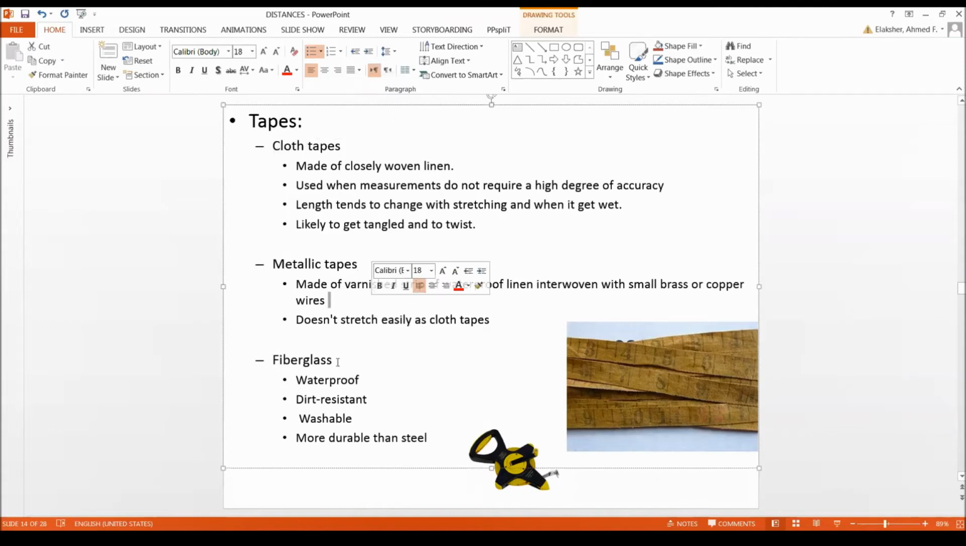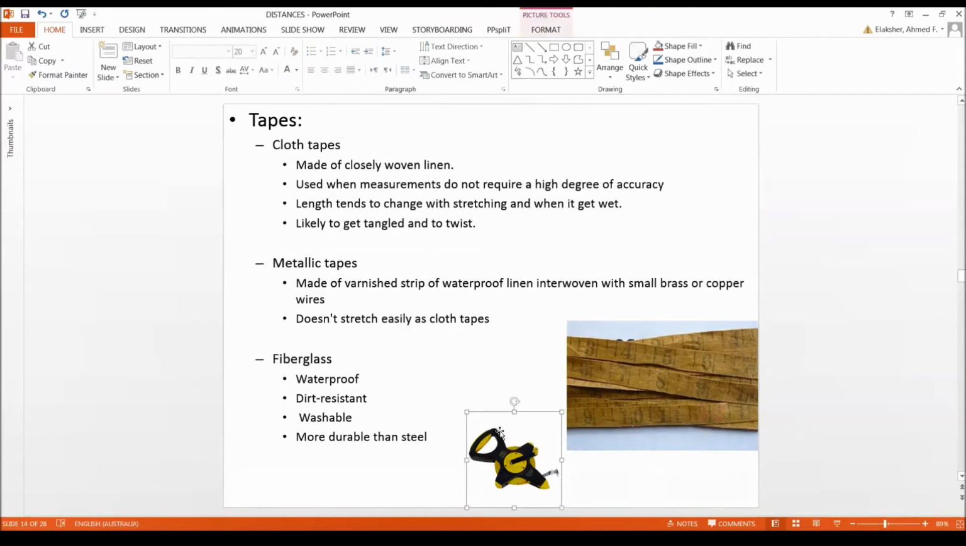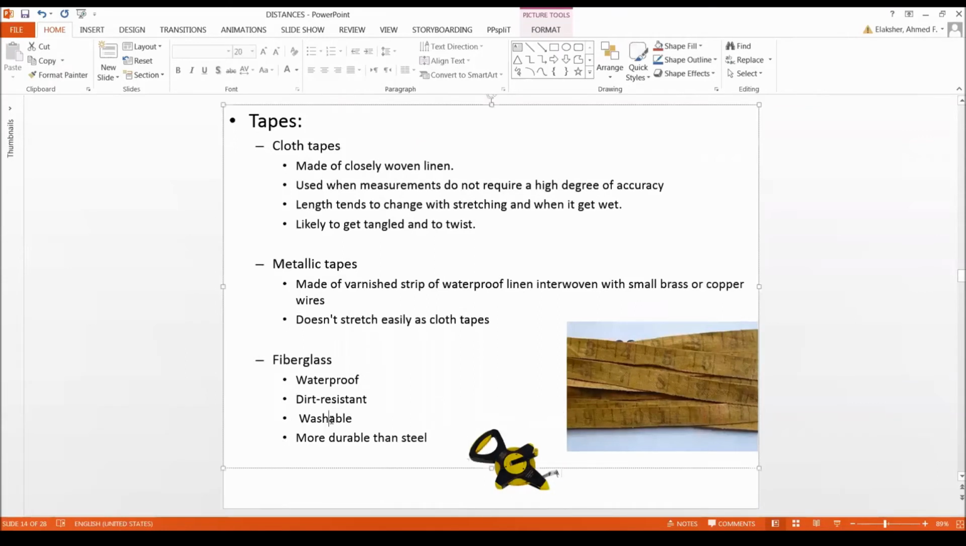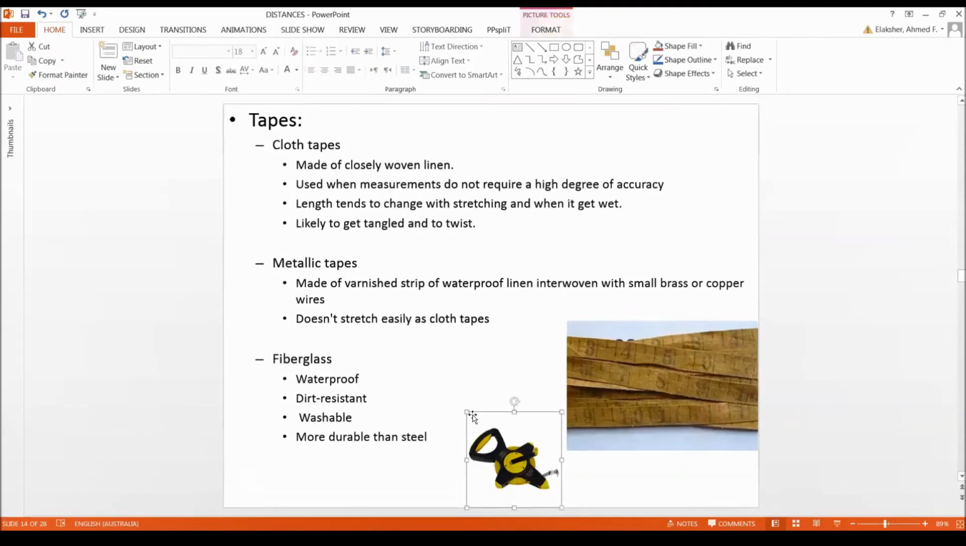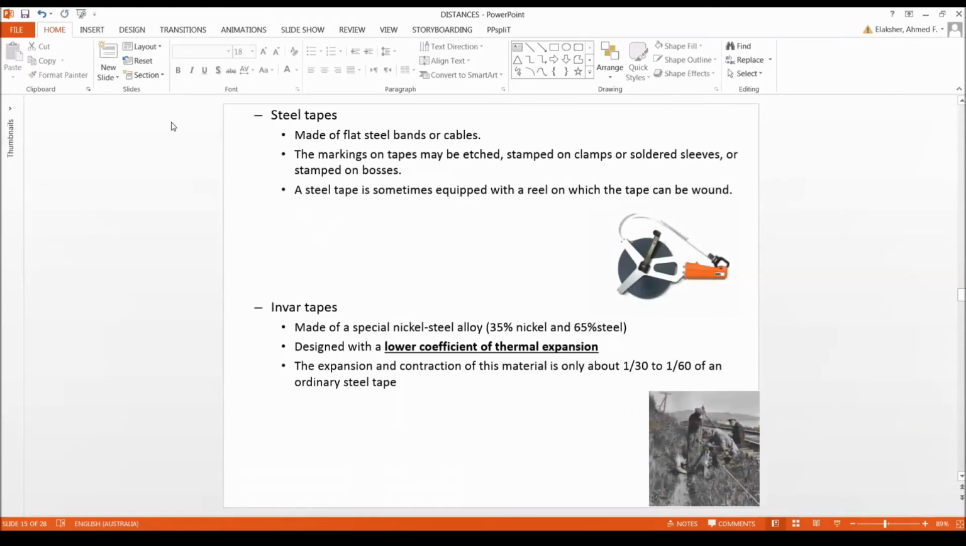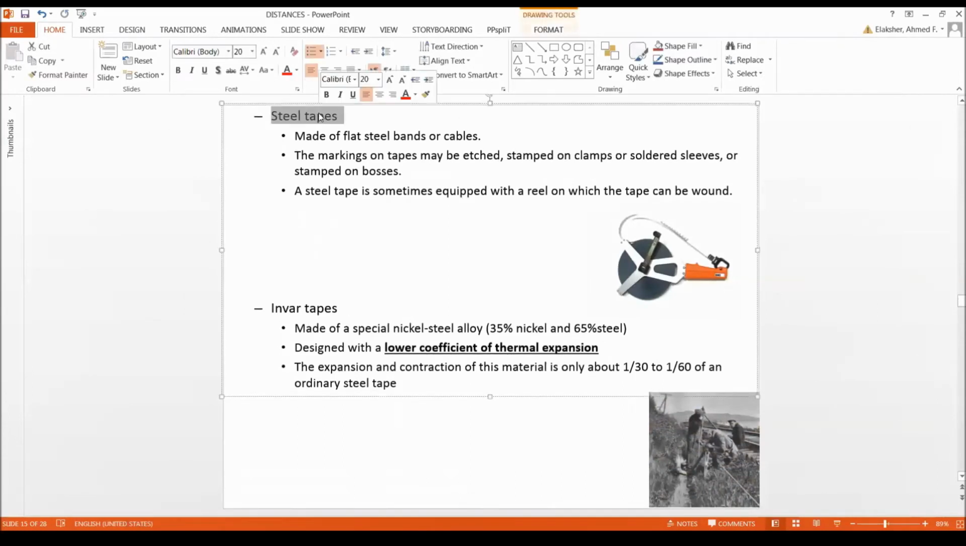We also don't use these ones. We use the fiberglass in most of the labs. They are more durable and washable. They expand and shrink for sure much more than the steel tapes, but they are okay for our labs here. The most common surveying tape is the steel tape. That's the tape that most surveyors will use.